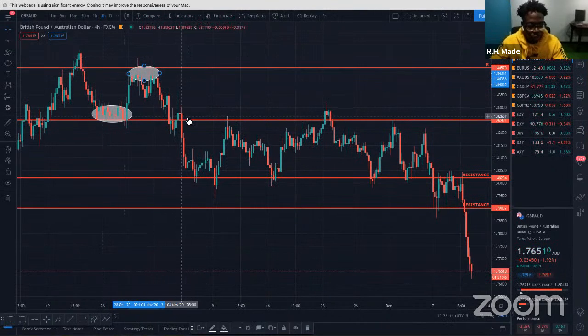It broke that support, right? It reacted to it, but it broke that support. Now it made a new support. Now it came back and tested.